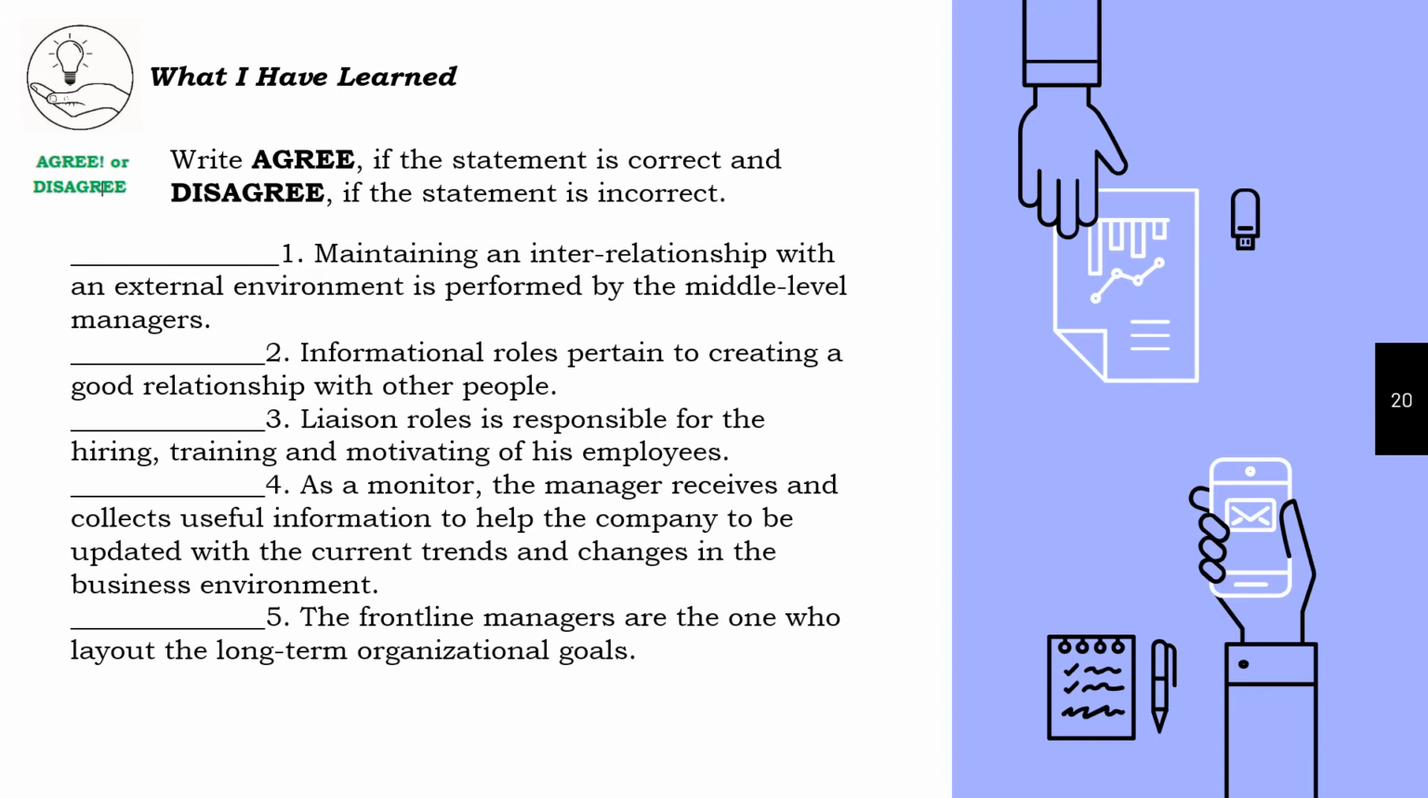Number 4, as a monitor, the manager receives and collects useful information to help the company to be updated with the current trends and changes in the business environment. And number 5, the frontline managers are the ones who lay out the long-term organizational goals. I'll give you 2 minutes to finish.